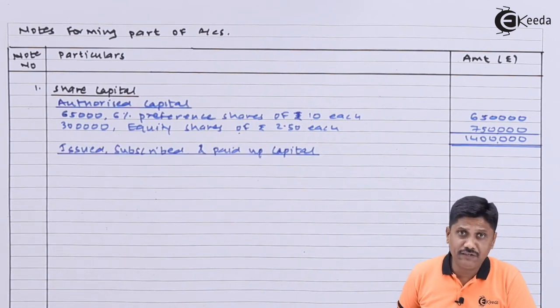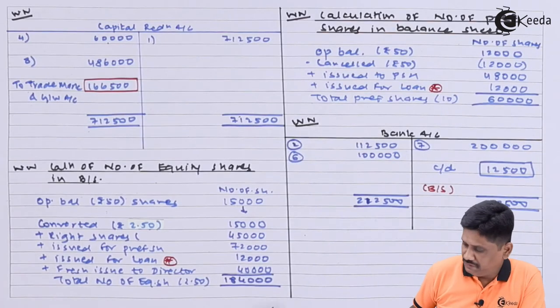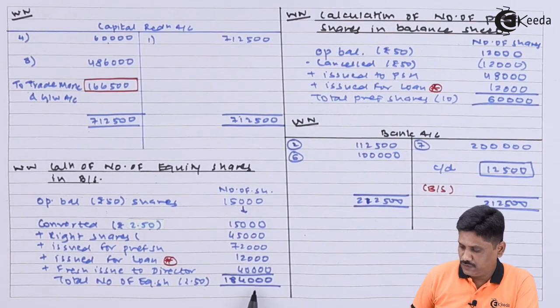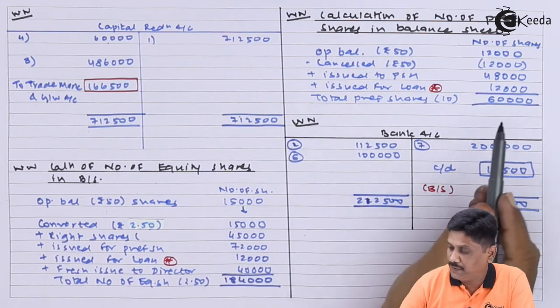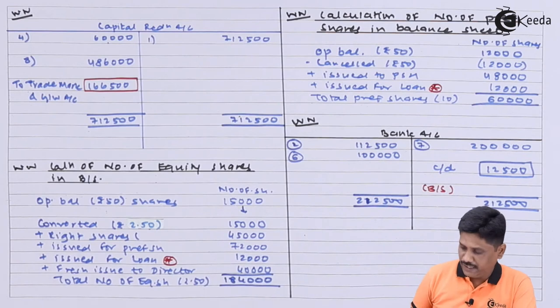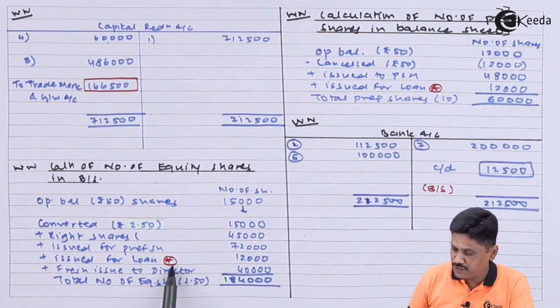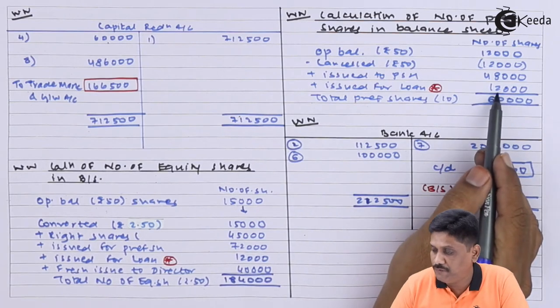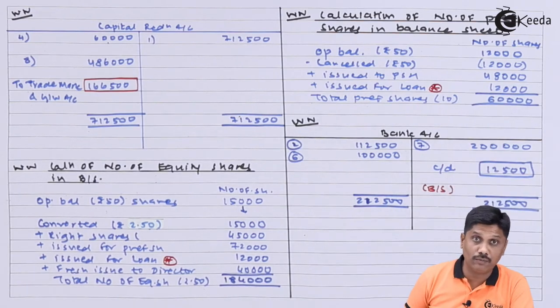Friends, I already did the working note. Let's take the help of the working note for preparation of this. Total number of equity shares will be 84,000 of rupees 2.5 each and preference shares 60,000. So I will note down that. And while writing that, importantly, these shares are issued for consideration other than cash. 12,000 equity shares and 12,000 preference shares. So I will mention a note also about it.